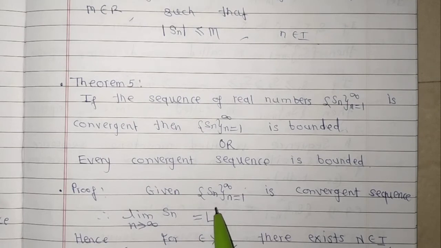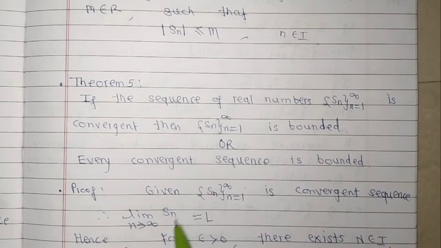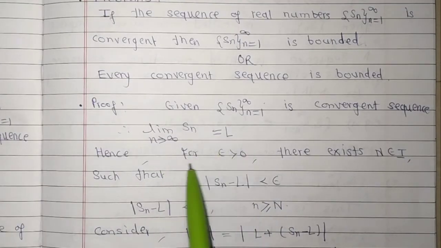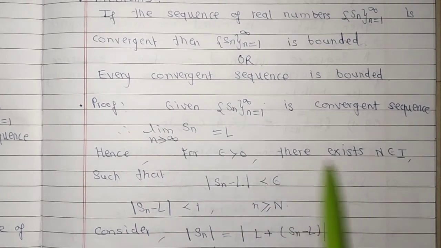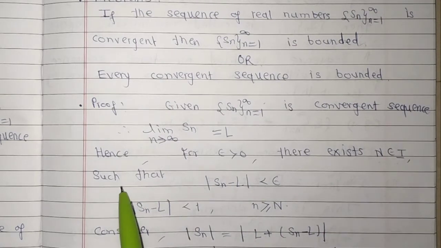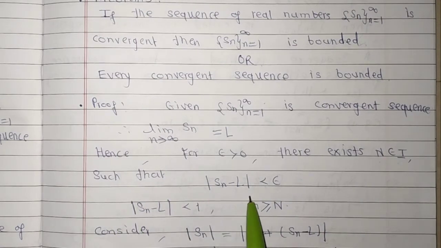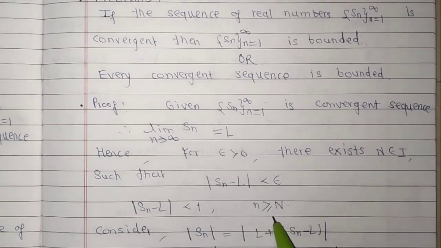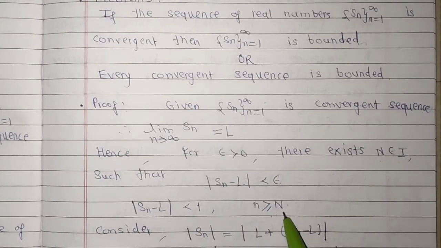Given the sequence Sn, n going from 1 to infinity, is a convergent sequence. Hence, the limit of Sn as n tends to infinity equals L. Hence, by the definition of limit, given epsilon greater than 0, there exists a positive number N belonging to I such that modulus of Sn minus L is less than epsilon. Hence, modulus of Sn minus L is less than 1 for n greater than or equal to N.